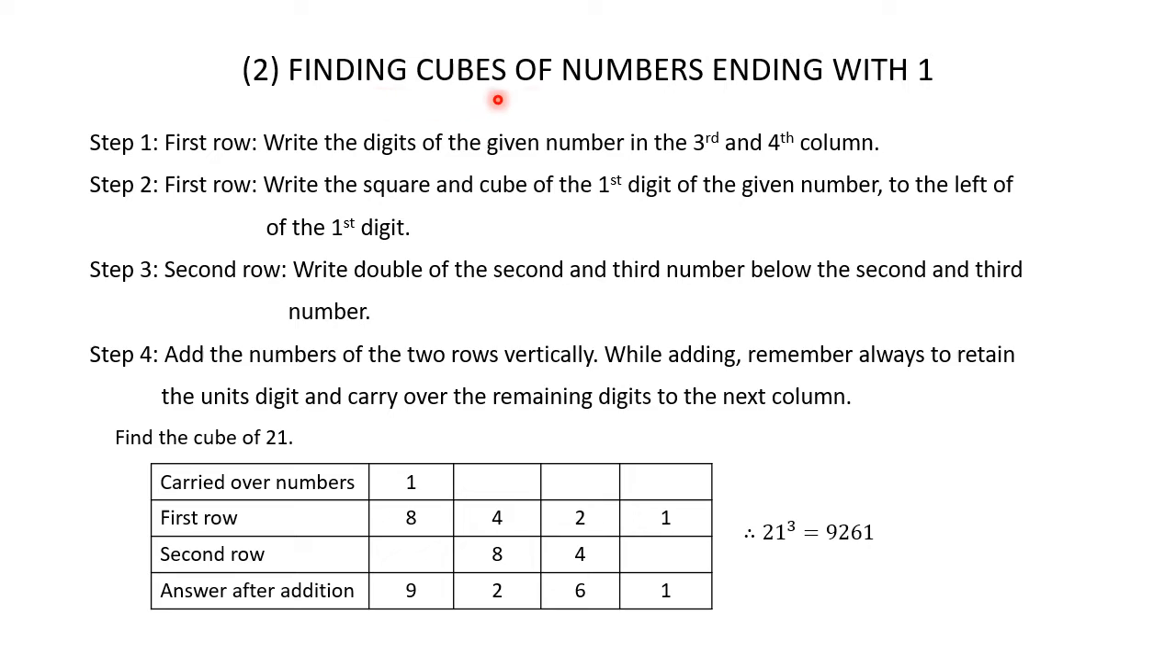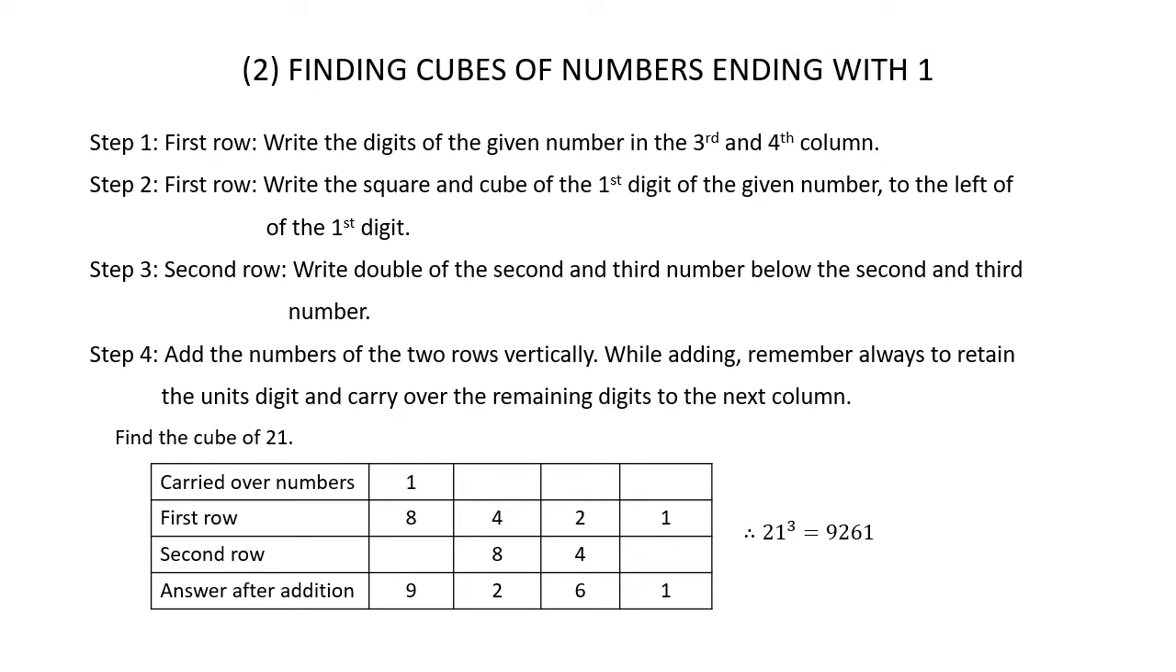Now let's find cubes of numbers ending with 1. Cubes of numbers ending with 1 can be found out in 4 easy steps. In step 1, write the digits of the given number in the third and fourth column. Since the number ends with 1, you have to write the digits of the given number in the end, that is in the third and fourth column.